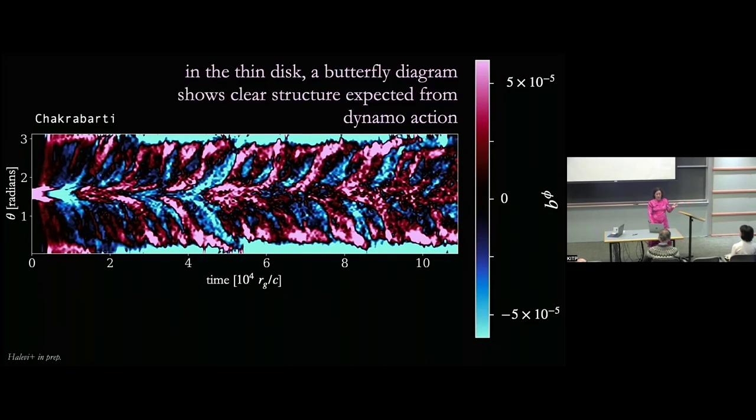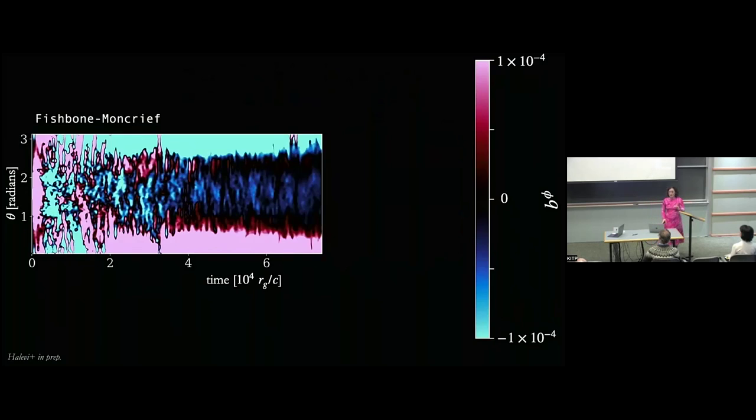Whereas for the Fishbone-Moncrief disk, it does not look so pretty. I would not really call this a butterfly diagram. And here we're plotting, just like Chris showed, the toroidal component of the magnetic field at a given radius, but averaged azimuthally over time.